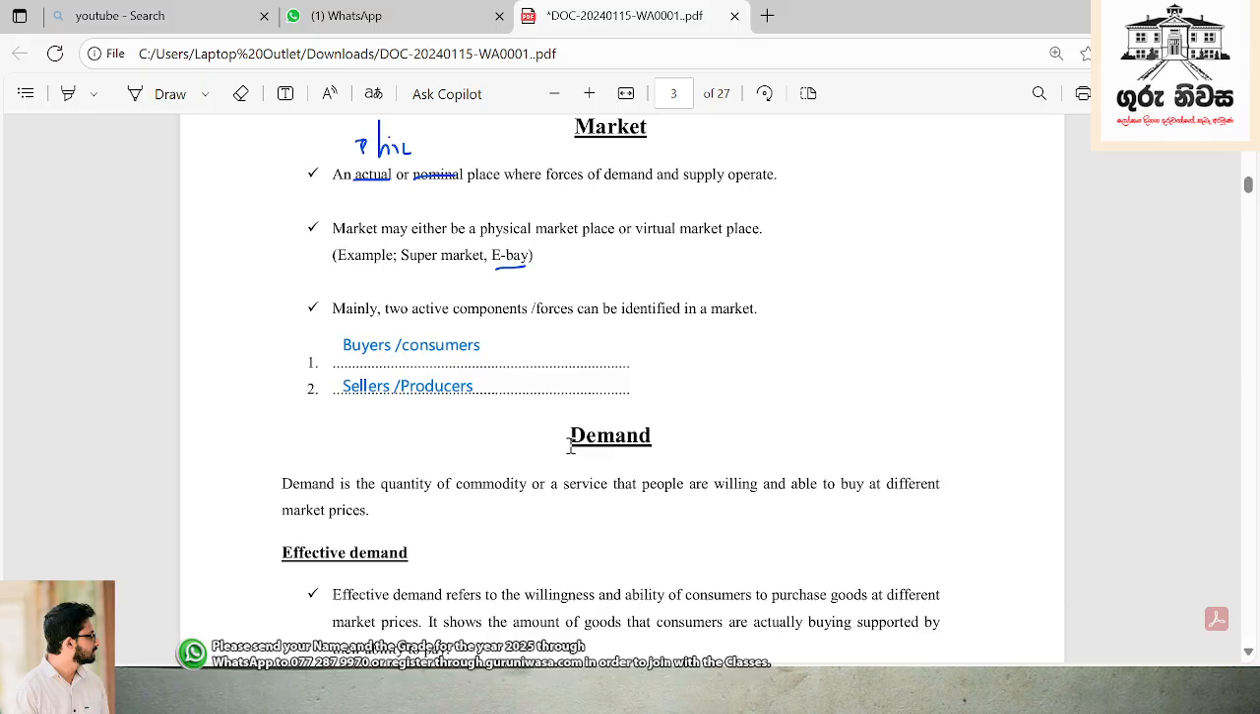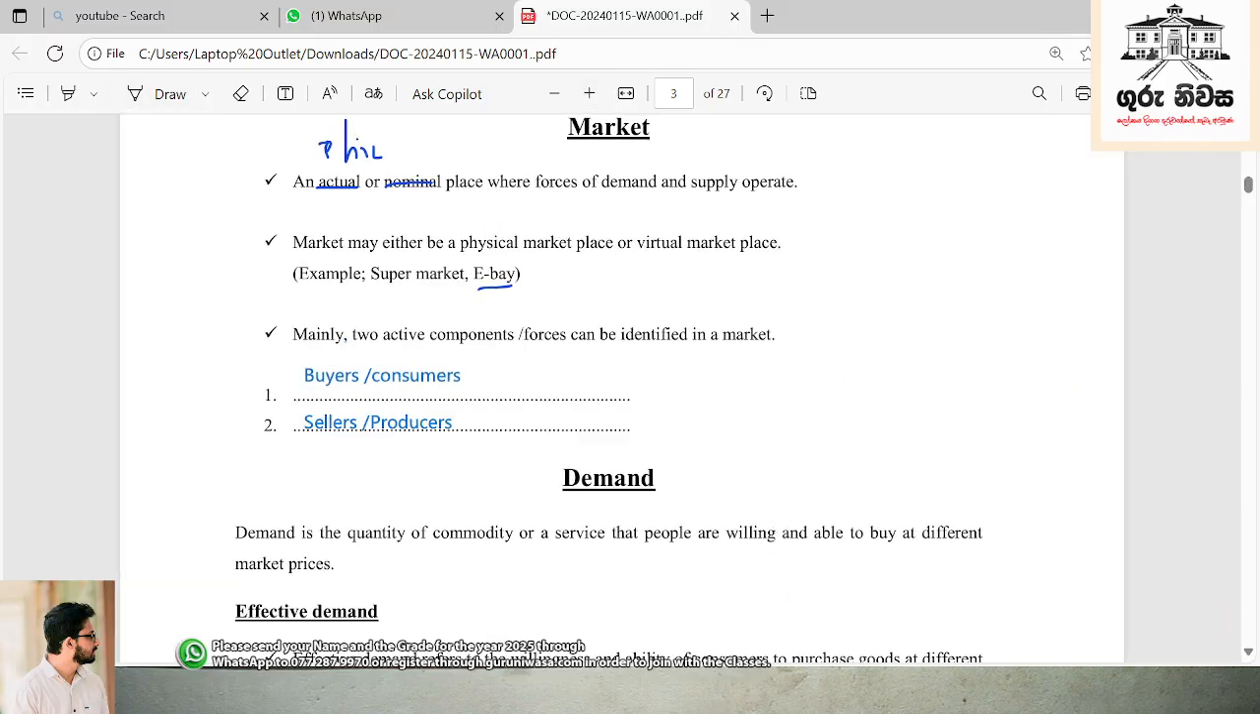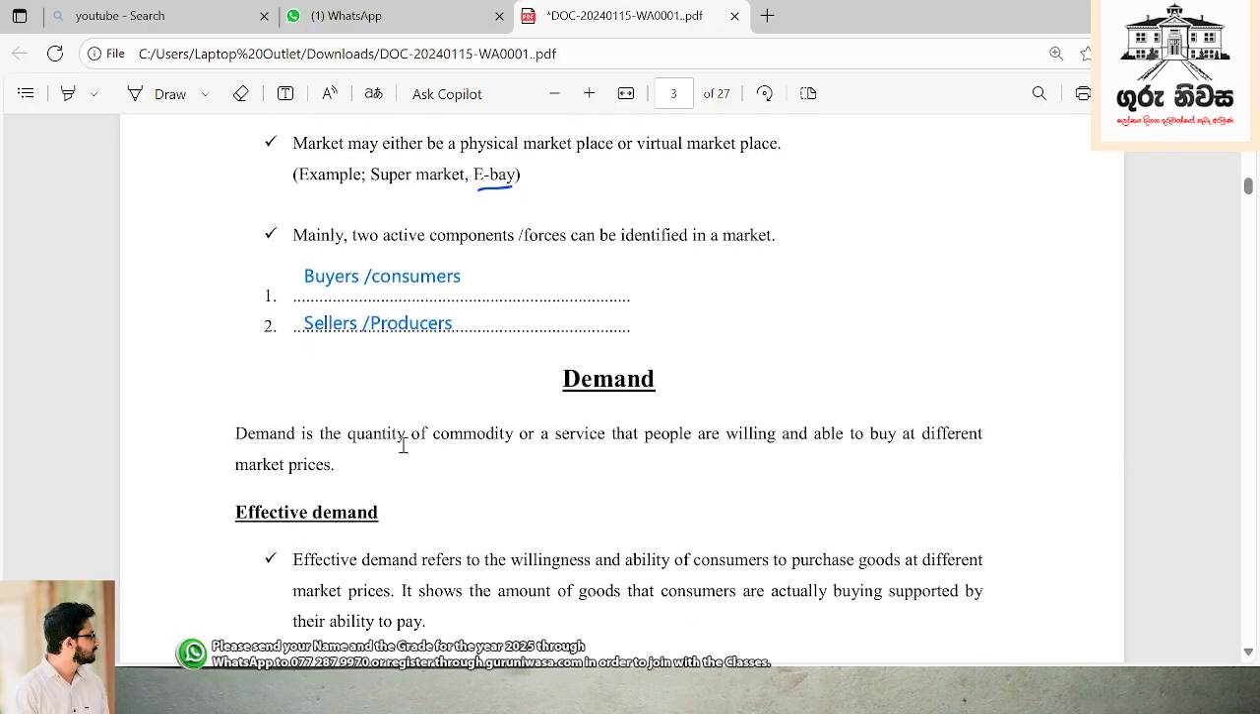It means we are going to talk about the buyer side, or buyers' behavior in the market, under demand. And demand is the quantity of commodities, meaning goods or services, that people are willing and able to buy at different market prices.